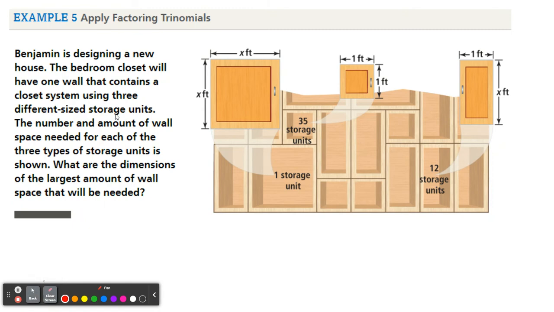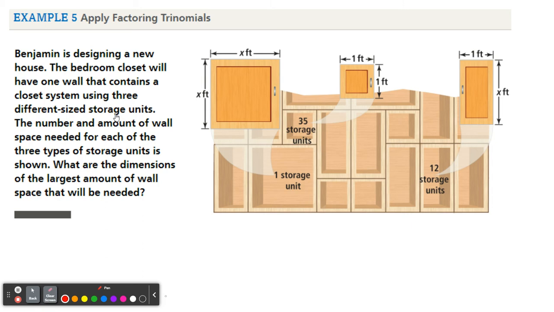Okay, and last but not least, Benjamin is designing a new house. The bedroom closet will have one wall that contains a closet system using 3 different sized storage units. The number and amount of wall space needed for each storage unit is shown. What are the dimensions of the largest amount of wall that will be needed?